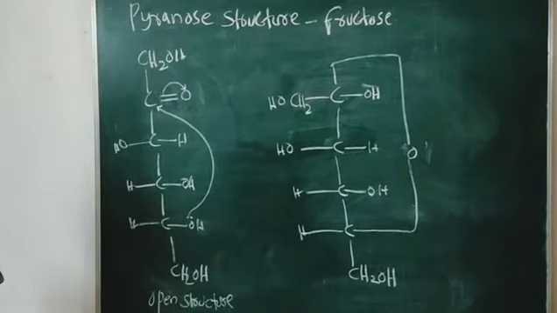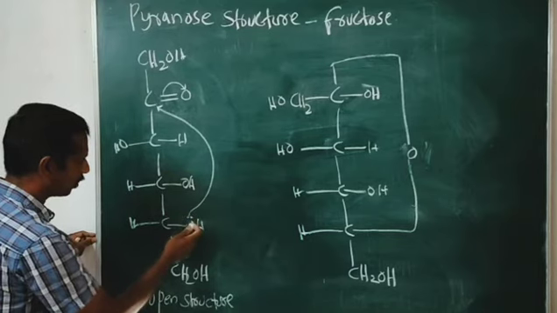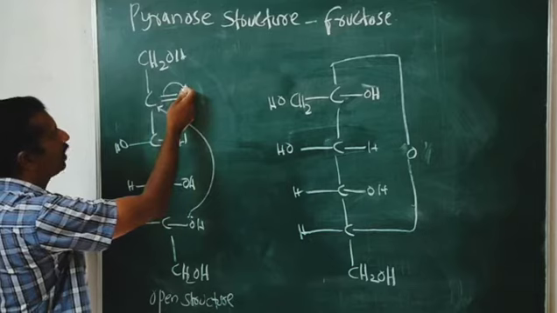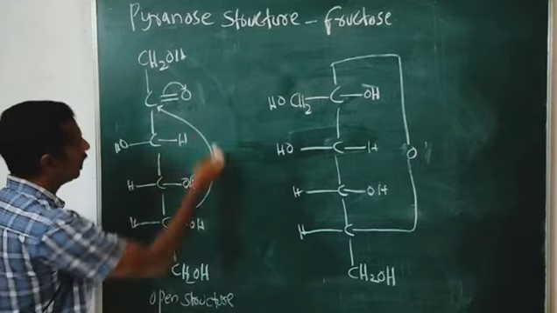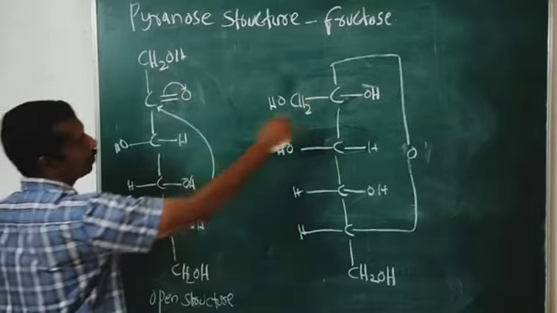Clear? As in the case of glucose, nothing. This OH, the lone pair of electrons present on this oxygen, will attack here on this carbon. This will be shifted to here, O minus. Then this H plus will attach to here. This CH2OH I have written here. So you can show it like this.